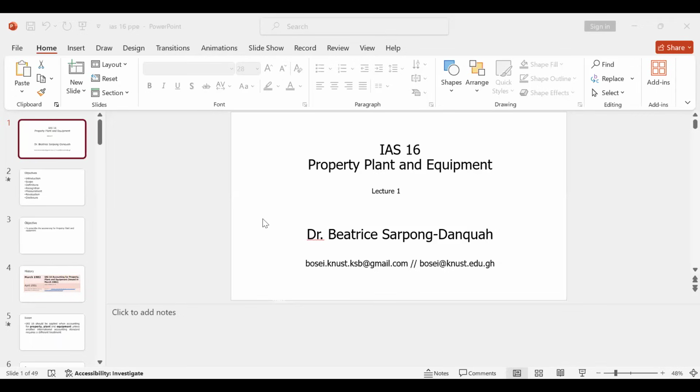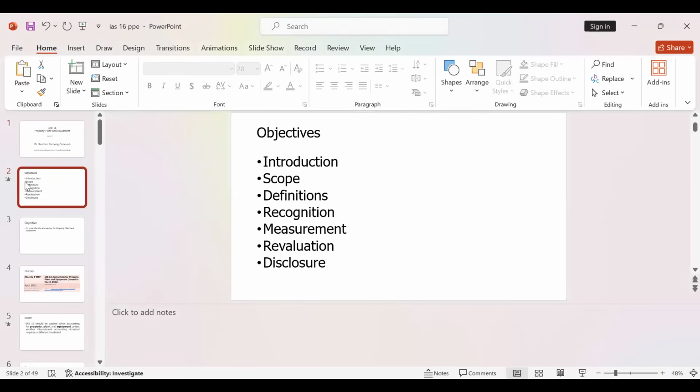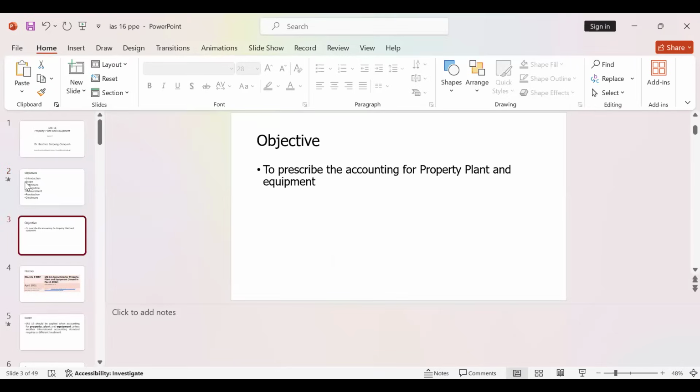All right, so IAS 16, property, plant, and equipment. We'll look at the scope, the objective of the standard, various definitions. The standard has given us a lot of definitions. We'll go through the various definitions. We'll also look at recognition, how to recognize an item as PPE, measurement of PPE, how to measure PPE according to the standard. And we also learn revaluation of PPE, and then the disclosure requirements of PPE.